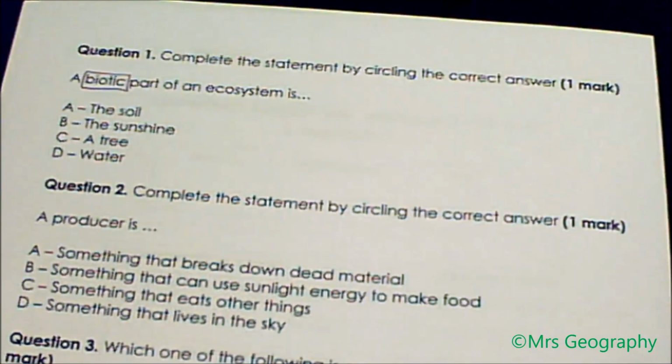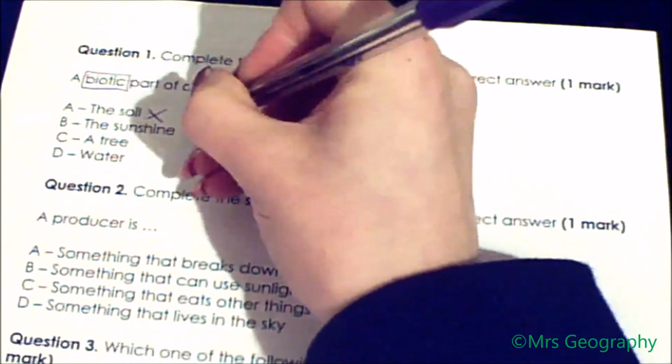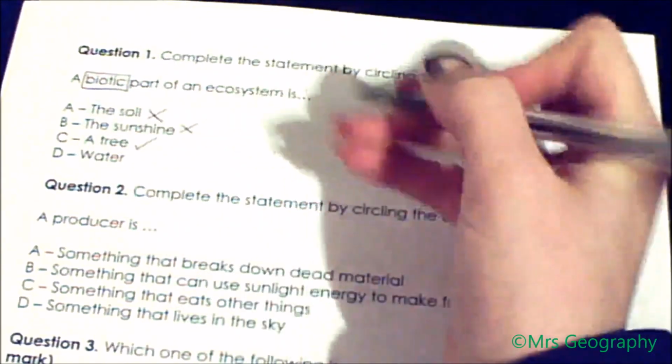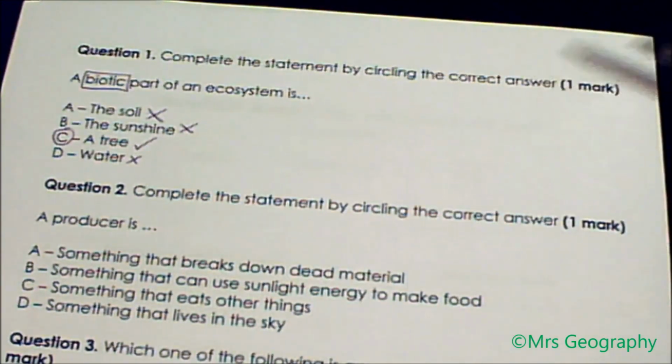The definition of a biotic component is something that is living, such as plants and animals. So we know that soil is not living. We know that sunshine isn't living. We know that a tree is living, and we know that water is not living. So C is the correct answer. So remember, a biotic component is something that is living, and an abiotic component is something that is non-living.